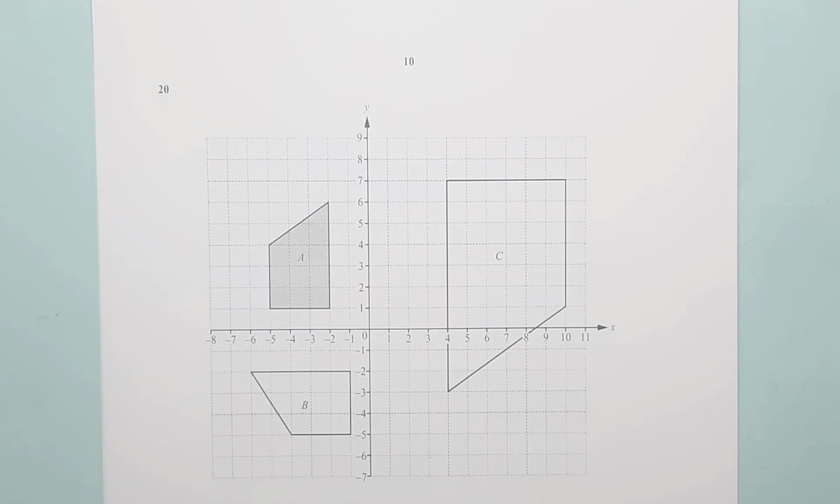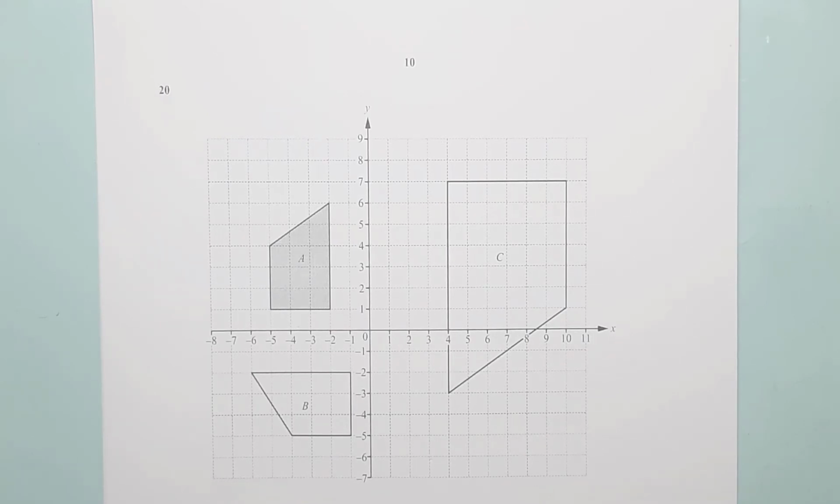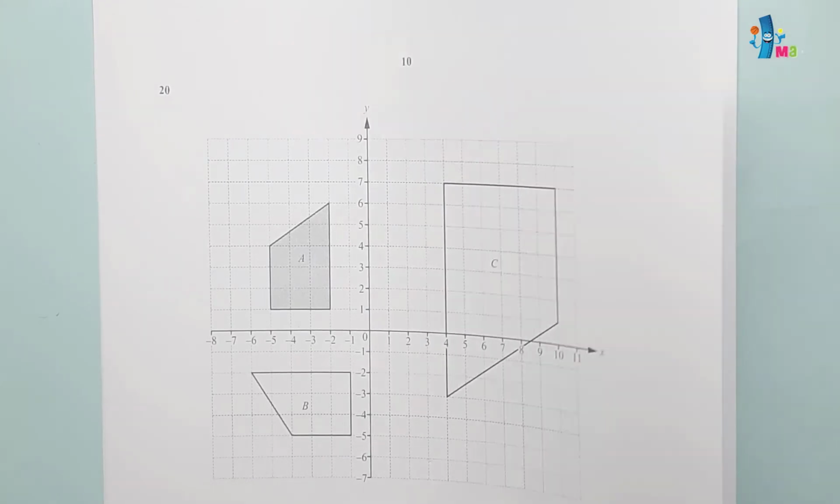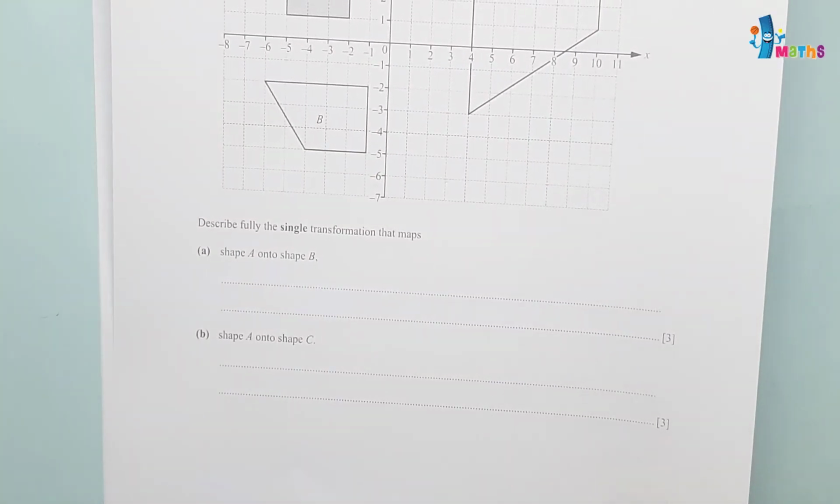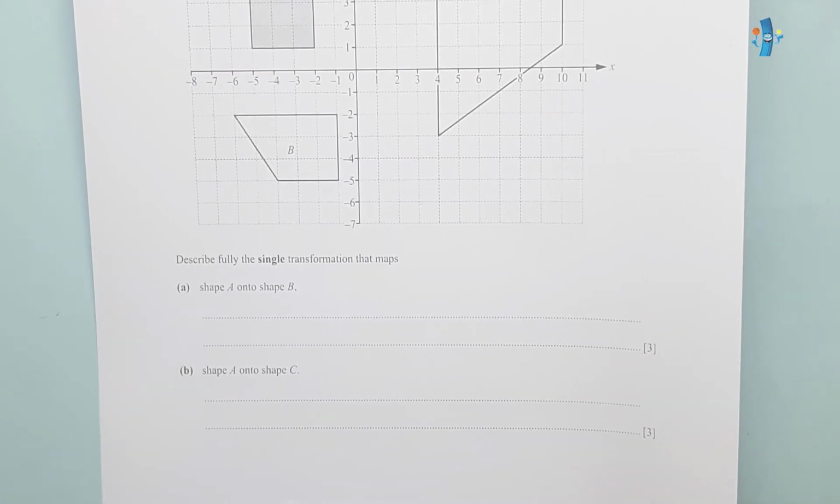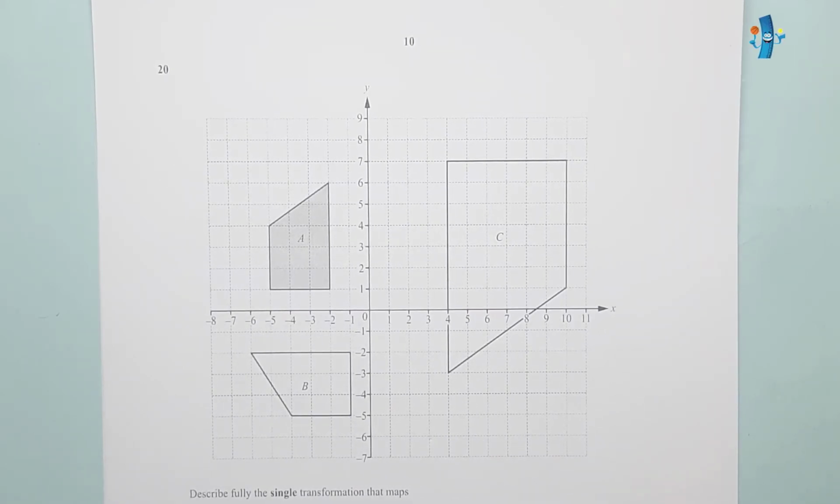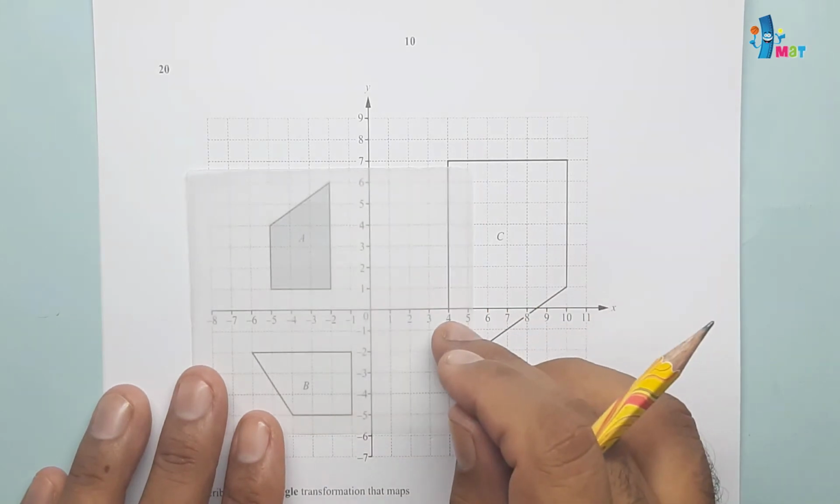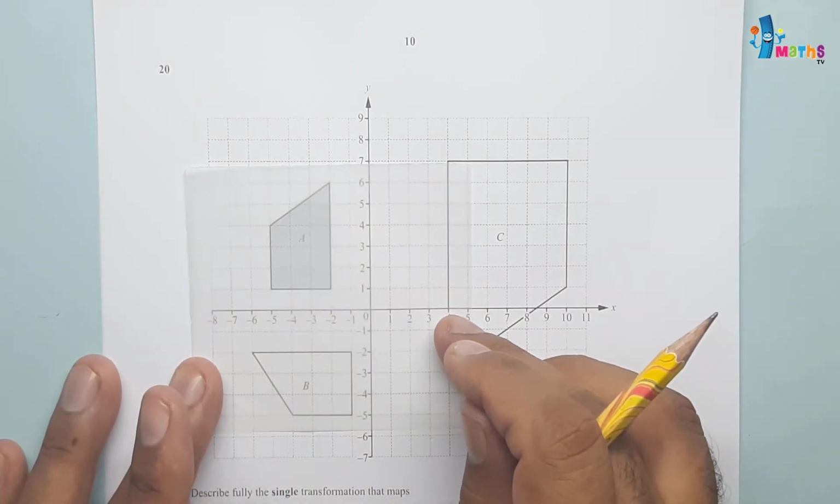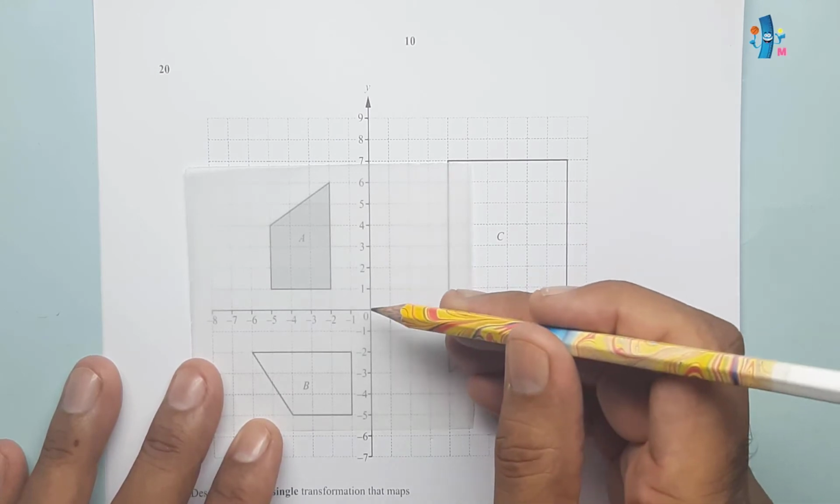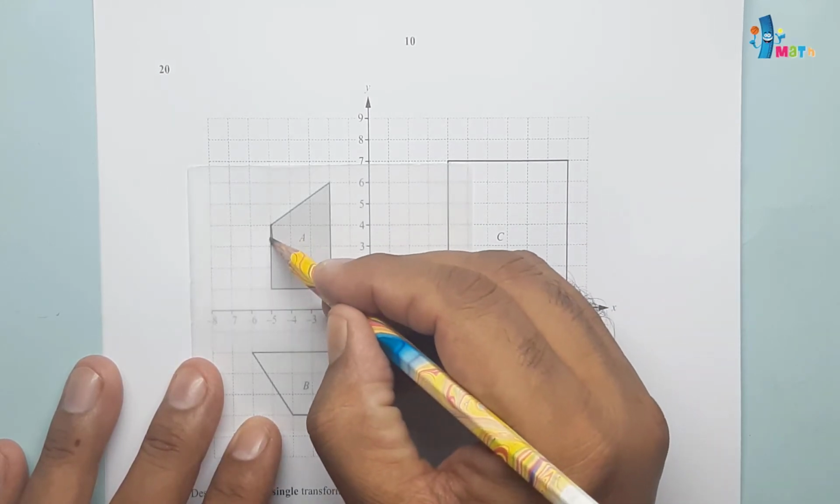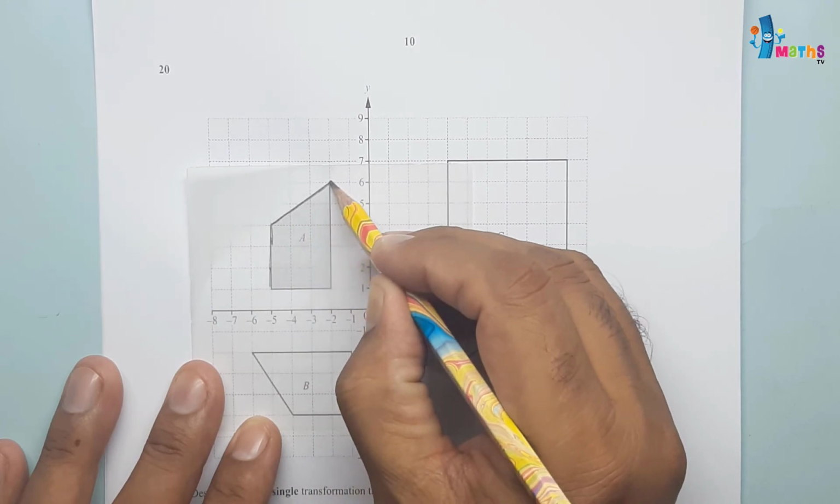Question number 20 is a transformation question: describe fully the single transformation that maps shape A onto shape B. I'll move the question. Okay, so this is the question. We can take help from tracing paper for shape A and shape B. So if we draw this, basically I'm tracing this A.